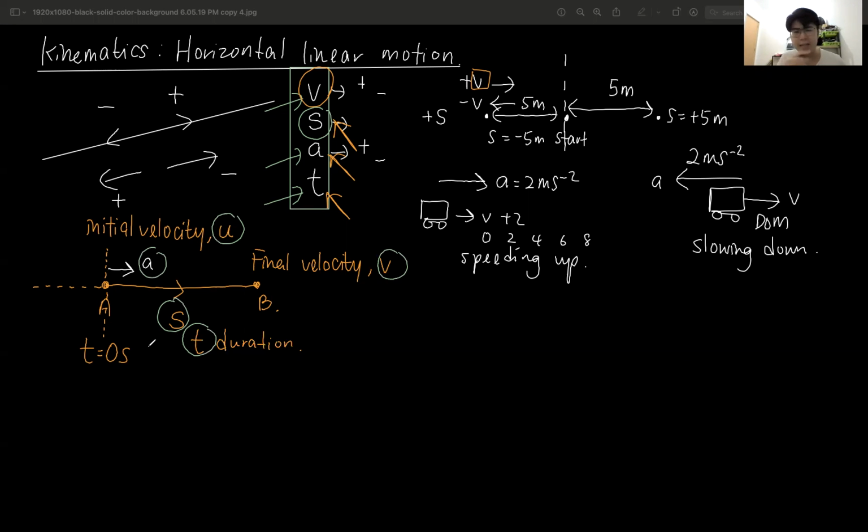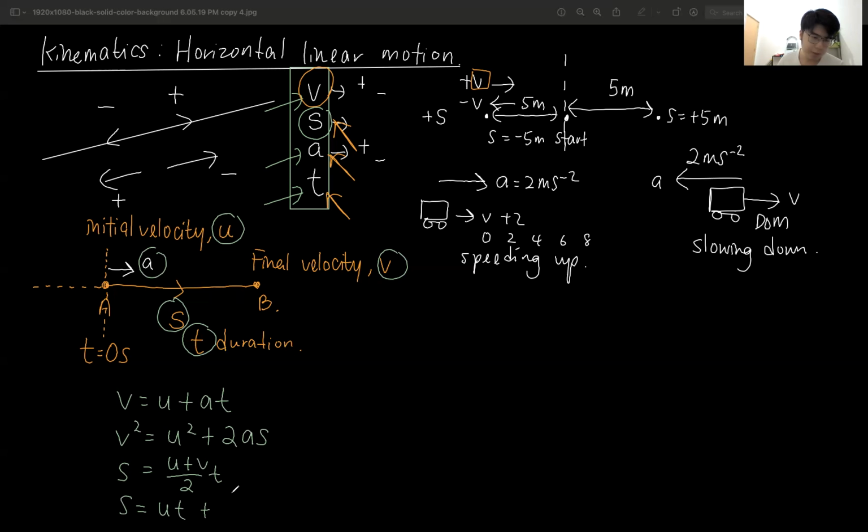We don't need to know how to derive the equations, the exam won't ask. We only need to know these 4 equations, and you have to memorize them. v equals u plus at, this is the first one. And then the second one is v squared equals u squared plus 2as. The third one, s equals (u plus v) over 2, times t. And the last one, s equals ut plus half at squared.